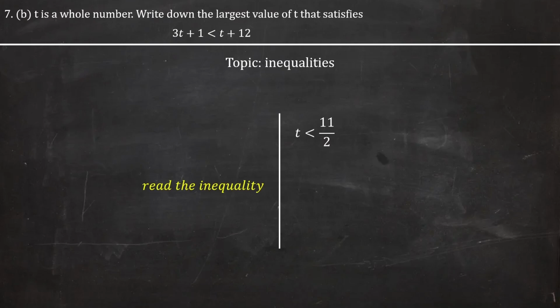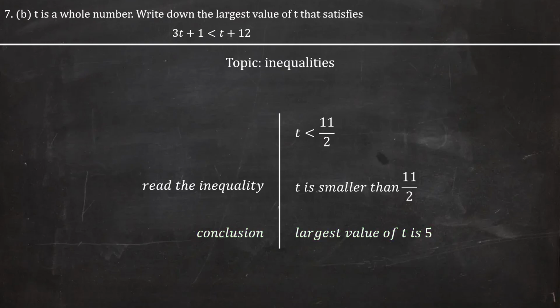Let's read the inequality carefully. It's saying that t is smaller than 11 over 2, and t is an integer. So what is the largest possible value of t? So the conclusion here is, if it's a whole number, the biggest number that it can be is 5, because anything bigger than that will be bigger than 11 over 2.